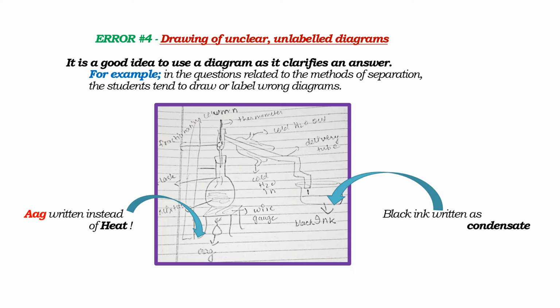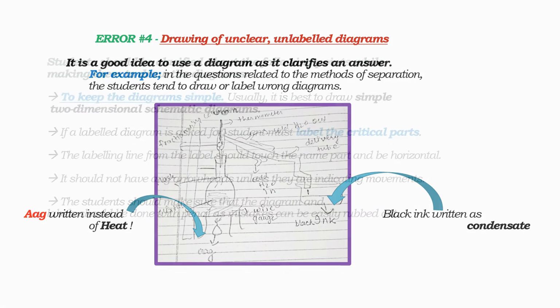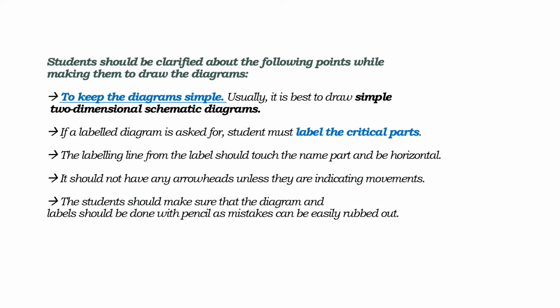For example, in the questions related to the methods of separation, the students tend to draw or label wrong diagrams. Here, ice is written instead of heat and black ink is written instead of condensate. Students should be clarified about the following points while drawing the diagrams. To keep the diagram simple, usually it is best to draw simple two-dimensional schematic diagrams. If a labeled diagram is asked for, the student must label the critical parts.